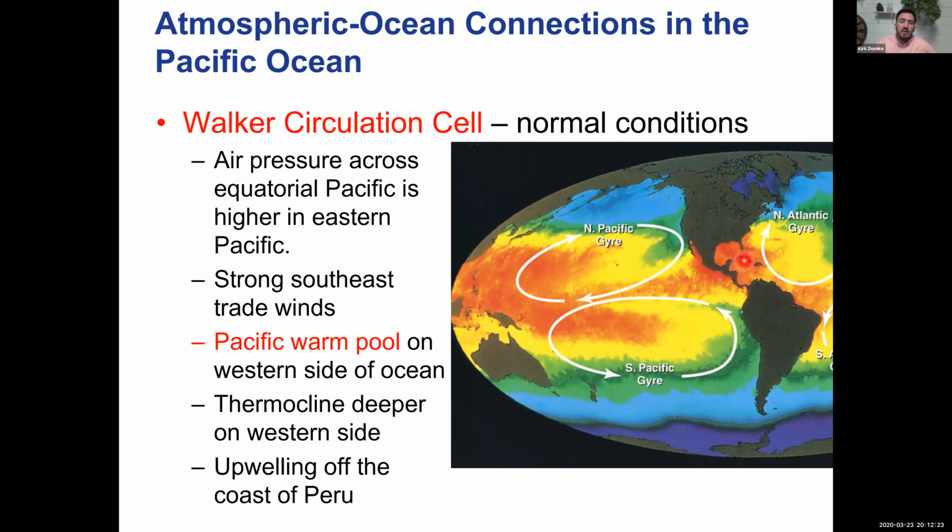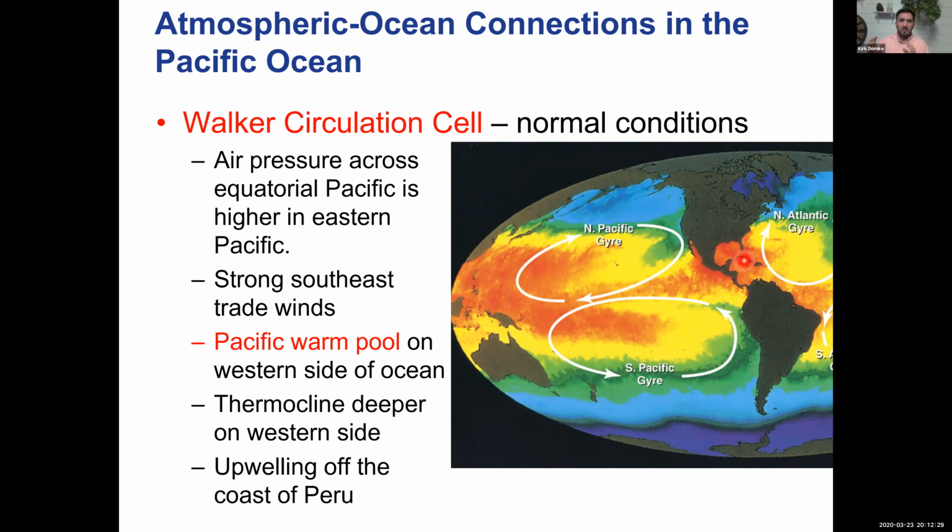So what we have in the Pacific on a normal year is this thing called Walker circulation. Walker circulation says the trade winds are strong, the equatorial currents are strong, and there is this, as you can see on this temperature diagram, this Pacific warm pool, this huge amount of warm water. It just kind of sits and gets held over there on the western side of the Pacific Ocean. And because there's so much warm water on that side of the Pacific Ocean, the thermocline is deeper on the western side. I'll show you the next slide.